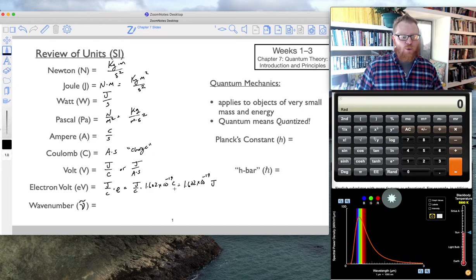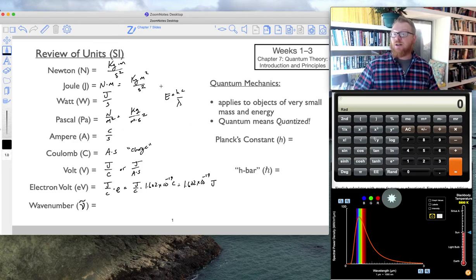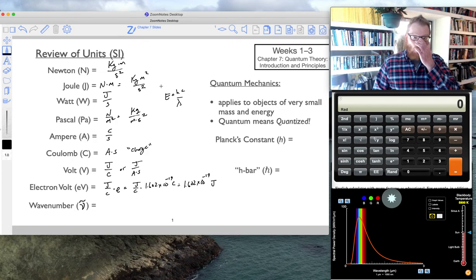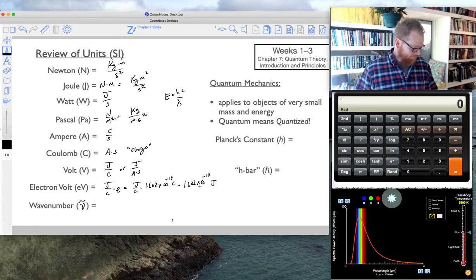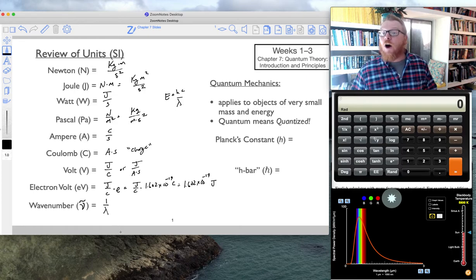I'll remind you, we get to single joules of one thing from E equals hc over lambda. That gives me the energy of one single photon or perhaps one single electron. So we've got to remember these fundamental units. Electron volt would be our fundamental unit of energy. And the wave number, the Greek letter nu tilde, is calculated as 1 over the wavelength.